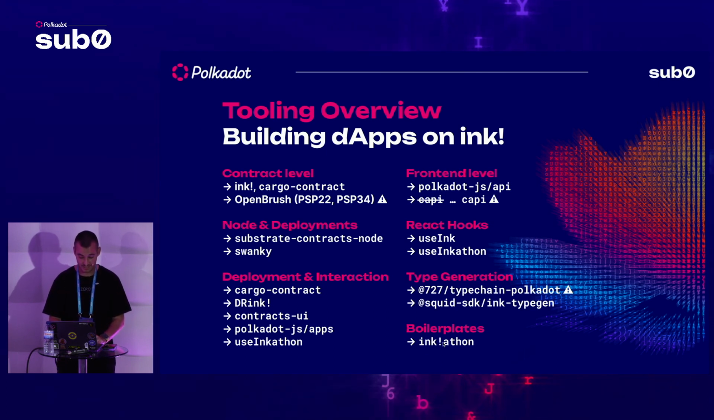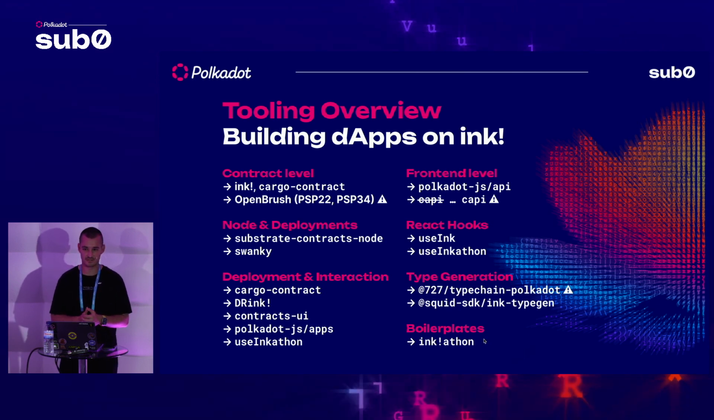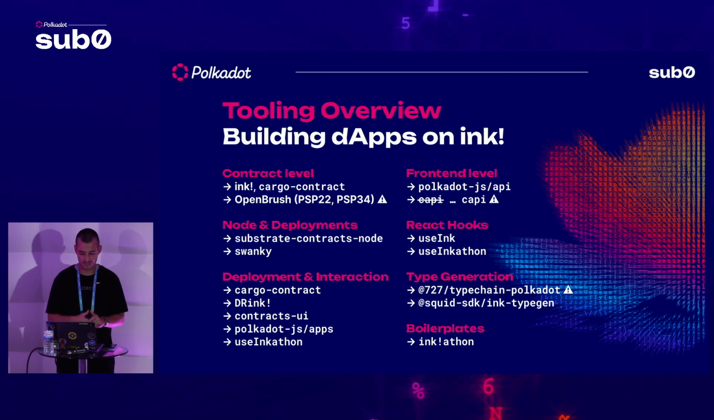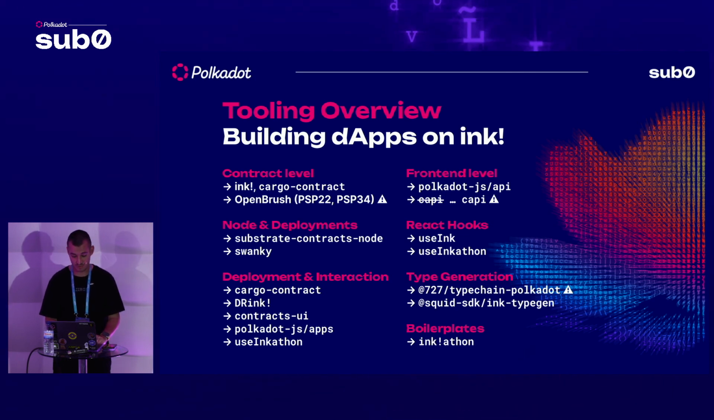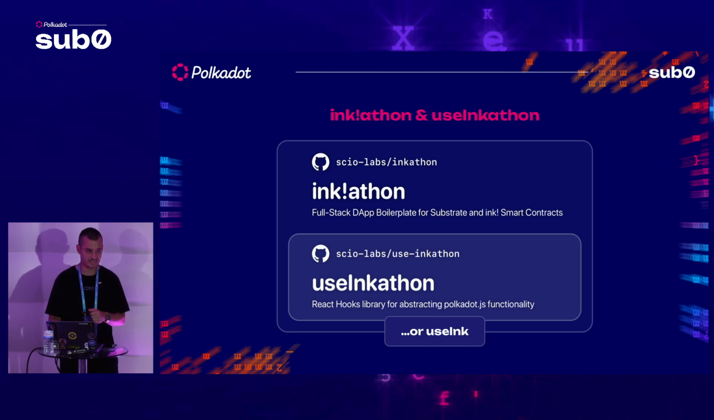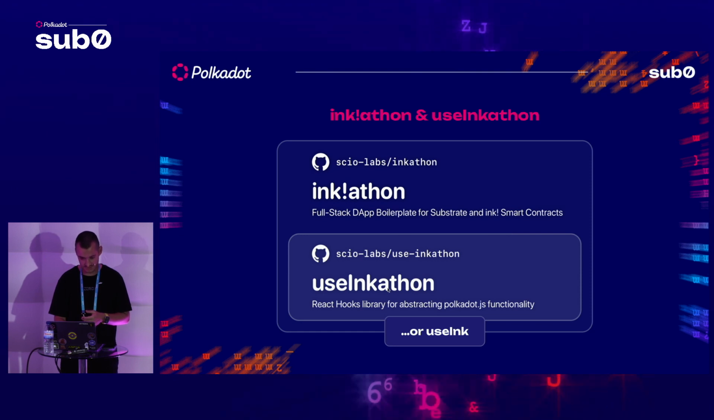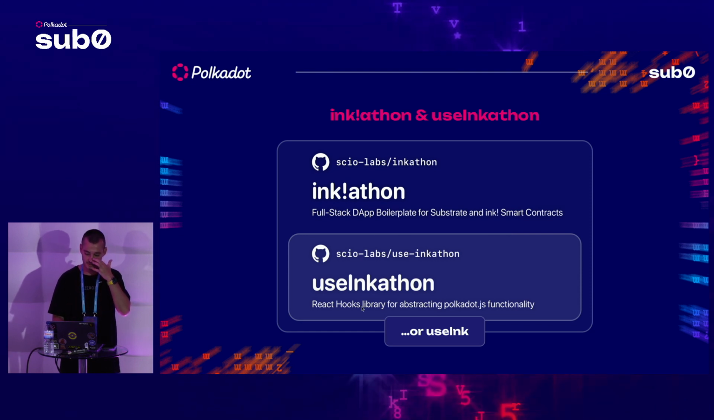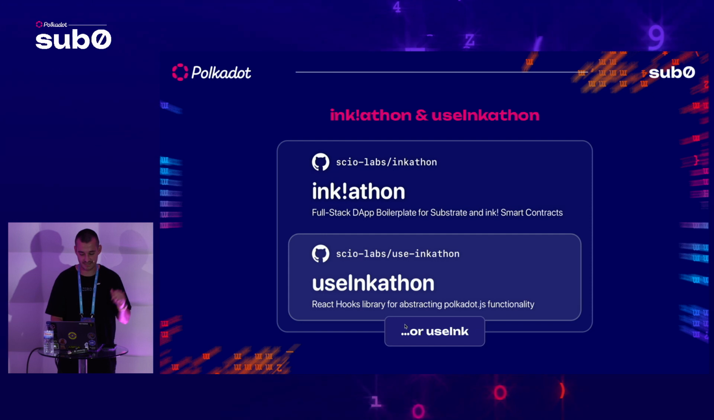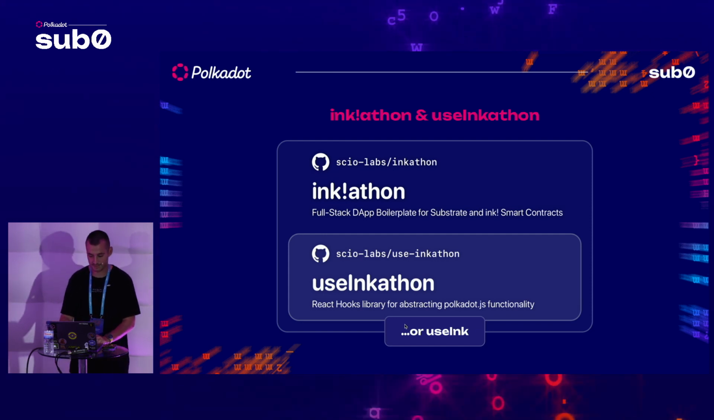That's basically what my boilerplate, Inkathon, does, and which we'll dive deeper into in the course of the workshop. I will also do a live demo of it later, but first I want to speak a bit about its architecture. As I said, it's a full-stack boilerplate, and it uses useInkathon, the React hooks library I talked about earlier. But you can, of course, just swap it out with useInk if you want to.